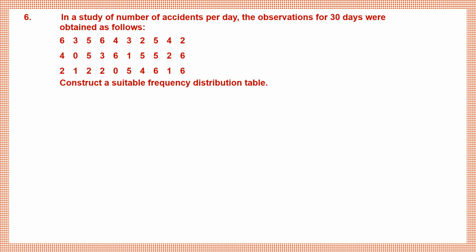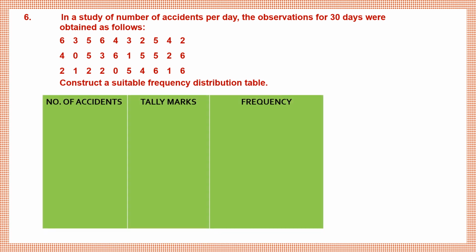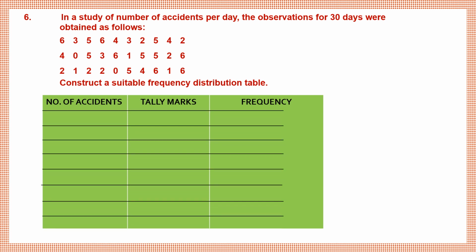So the first step is to draw a table with 3 columns. Now the heading or the title of the first column is number of accidents. Then the tally marks and the frequency will remain the same. So here the next step is to arrange these observations or these numbers in ascending order, starting from the smallest.